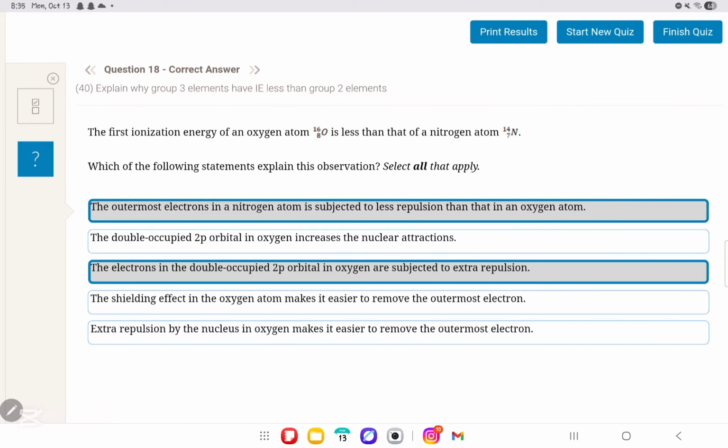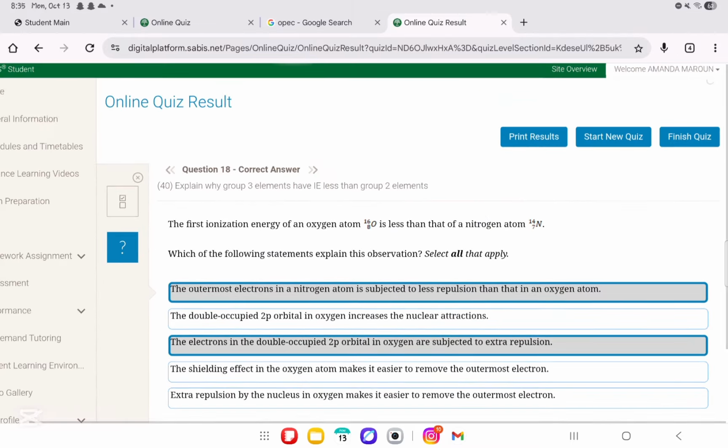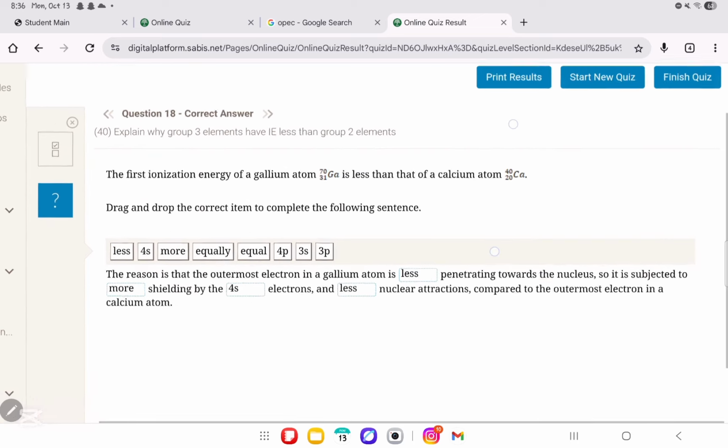We move on to question number 18. What does it say in question number 18?